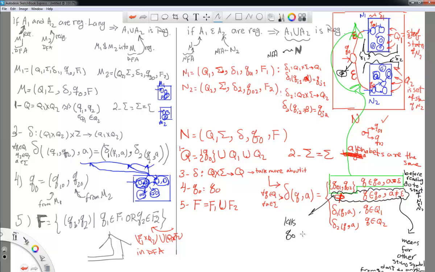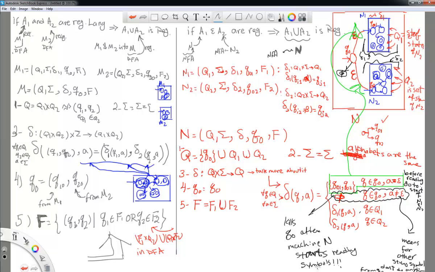So this effectively kills Q sub 0 after machine N starts reading symbols. Okay, and behold, you have the constructed non-deterministic finite automaton that accepts the union of two regular languages, out of the non-deterministic finite automata that recognize each of those languages.